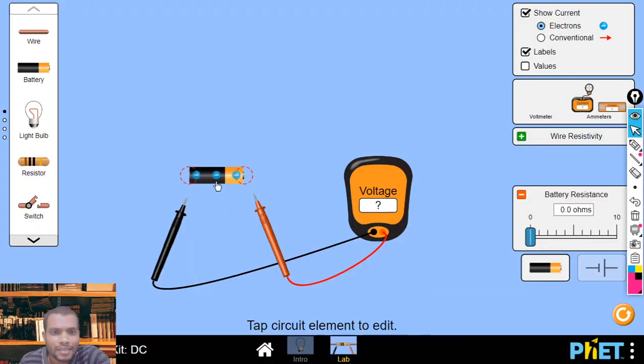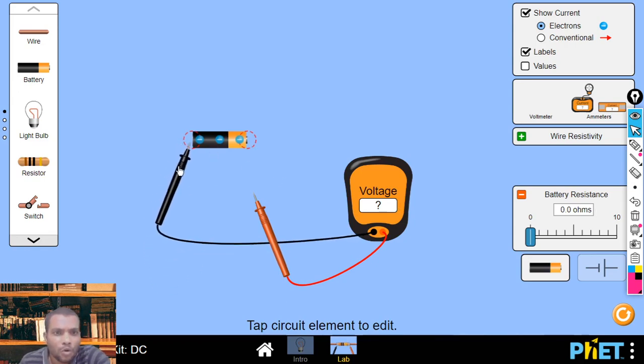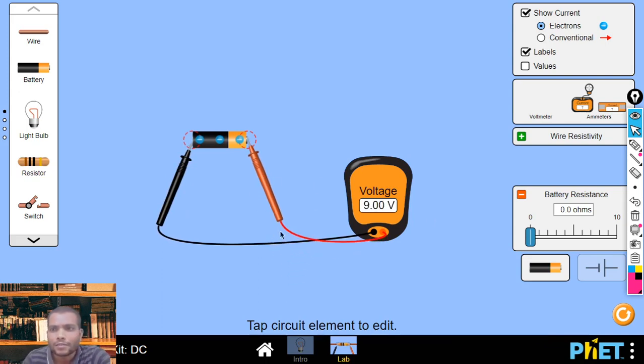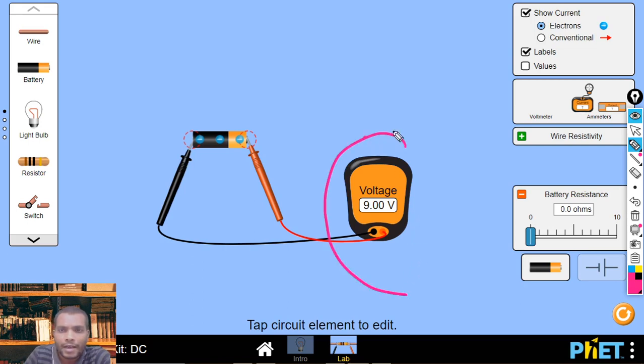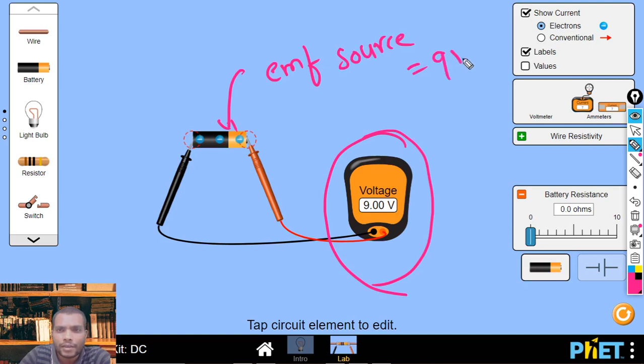Suppose you take a cell, and nothing is connected to the cell. It is an open circuit itself, meaning no current is drawn through the cell. Now if I connect a voltmeter across the cell, the voltmeter reading shows around 9 volts. So this 9 volt we define as the EMF of the cell. EMF of source equals 9 volt.